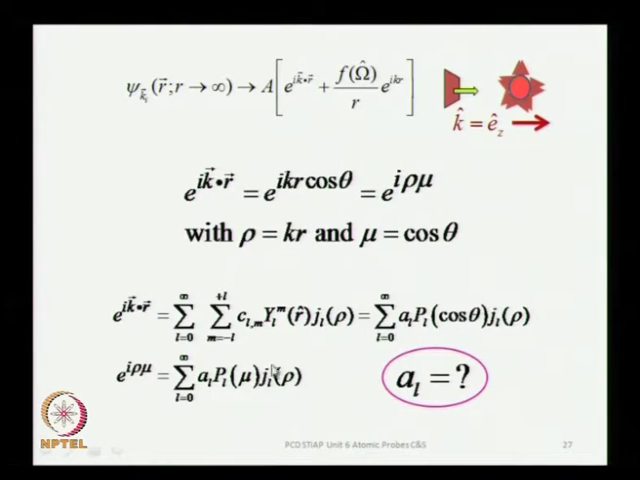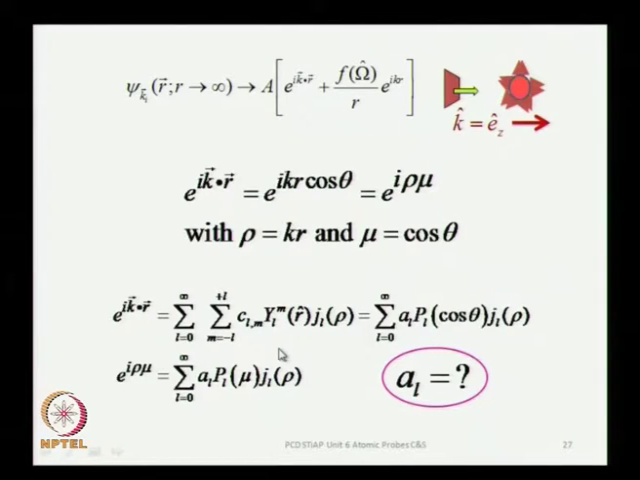j_L of rho, these are the spherical Bessel functions, these are the solutions to the radial part of the Schrodinger equation, right, and we know what the radial part of the Schrodinger equation is. We can solve it, we know the solutions are sinusoidal functions, sine of (kr minus L pi by 2) by r, okay, those are the solutions for the radial part with appropriate phase shifts due to the potential. Okay. So, we already know the solution to the radial part.